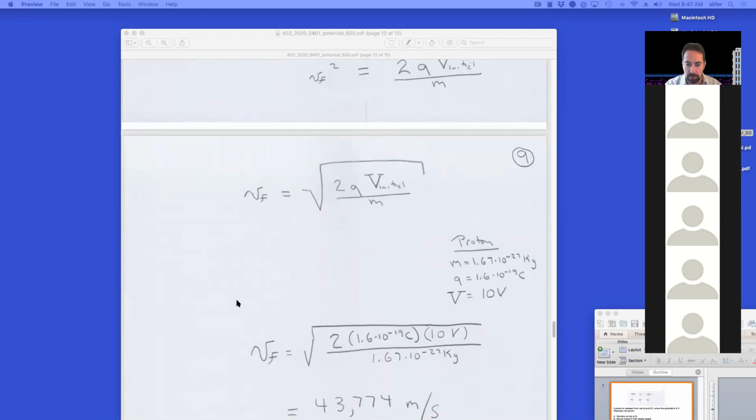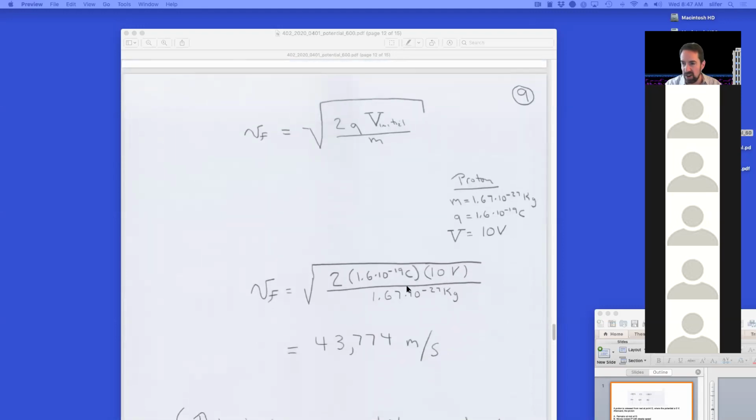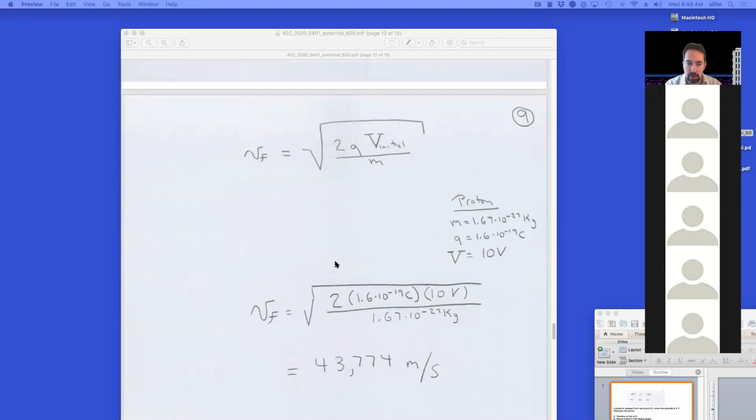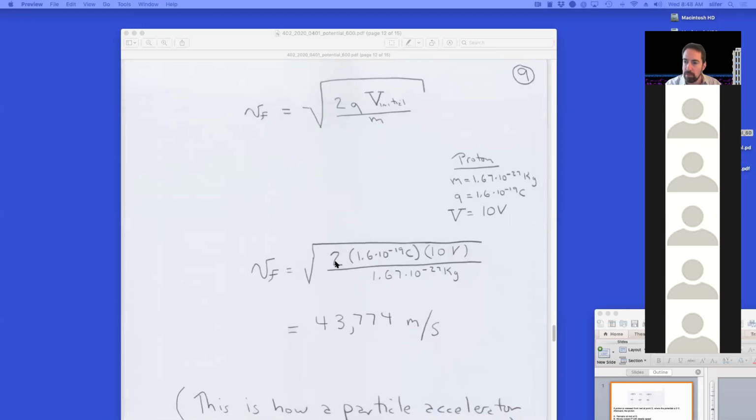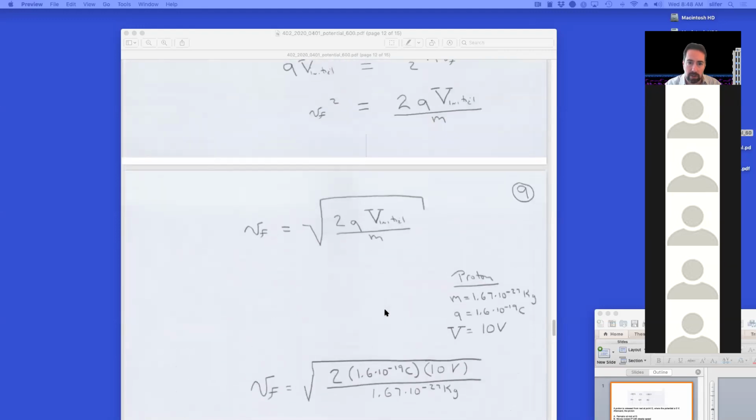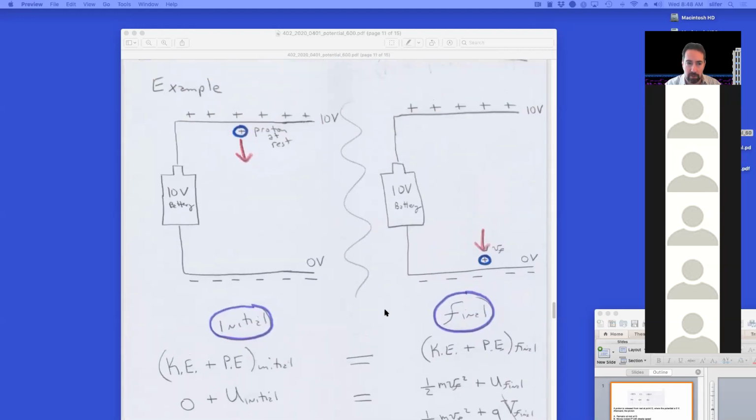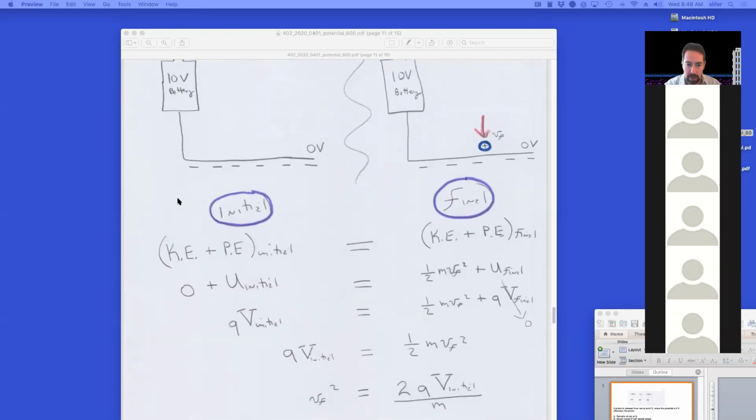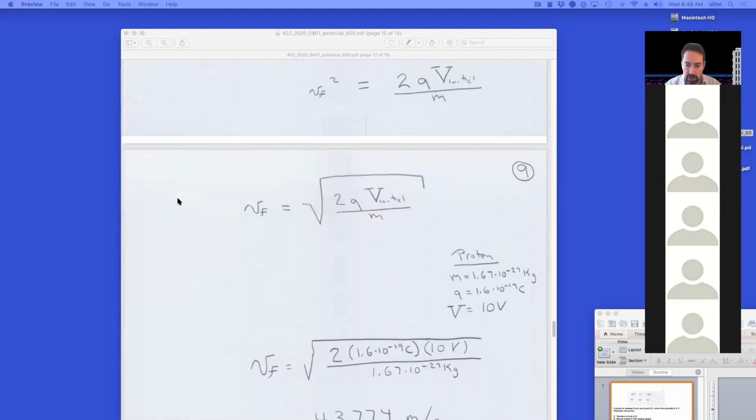If I put these numbers in, I can very easily with my calculator just boop, boop, boop, and I've got a number. This simple proton falling through a potential difference, something like you get in your calculator battery, is going to accelerate that proton from 0 to 43,000 meters per second, right? So this is one example of how to use this idea of potential. All we needed to know was the battery was 10 volts, and we could figure this out very quickly.